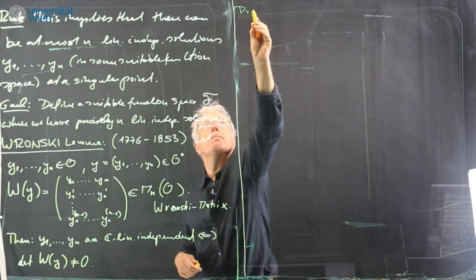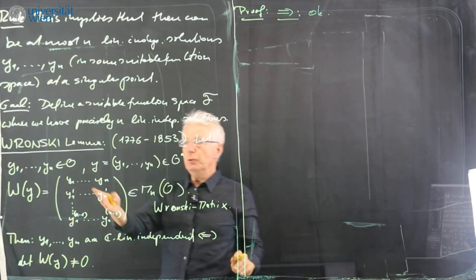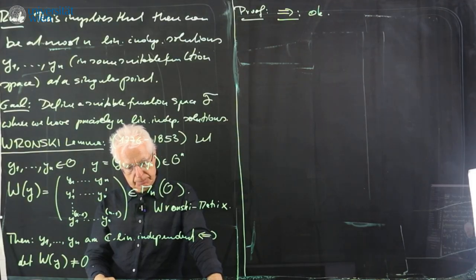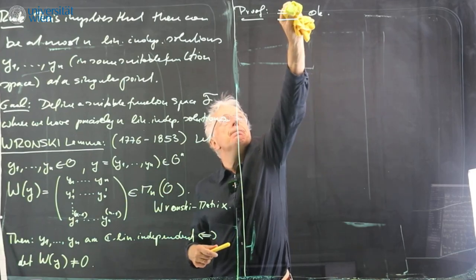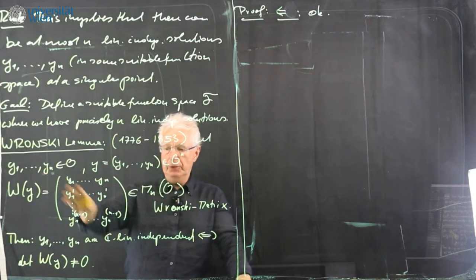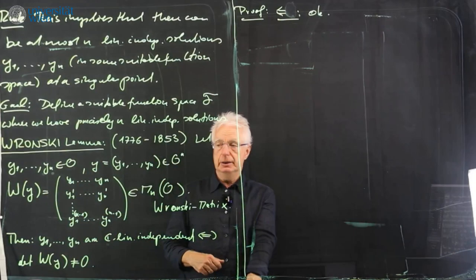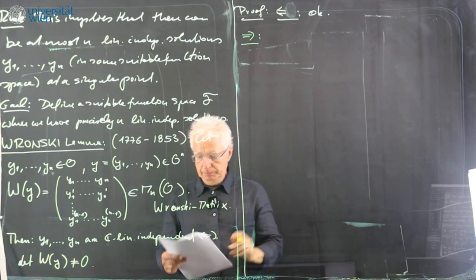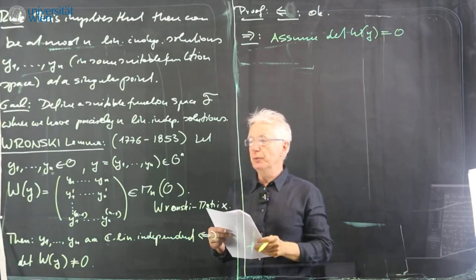Proof. So one direction is, of course, easy. Oh, no, it's the opposite direction, sorry, because I formulated it differently. If y1 up to yn are linearly dependent over the complex numbers, then W(y) is trivially zero. I mean, the determinant is zero because you have linearly dependent rows, or columns. So now assume that the determinant of W is zero, and we have to prove that they are linearly dependent.